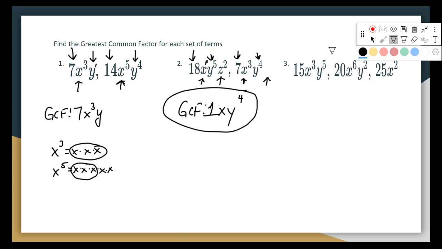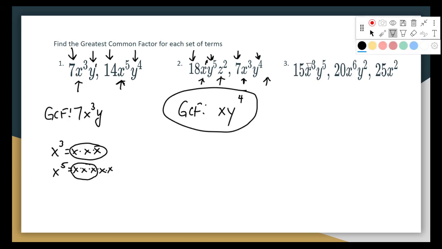So my GCF is 1x y to the 4th. Or I really don't even need the 1 because there's something else in the GCF. So I can just write x y to the 4th. In the third one, I'm asking you for the GCF between 15, 20, and 25. The largest number that divides evenly into all three is 5.